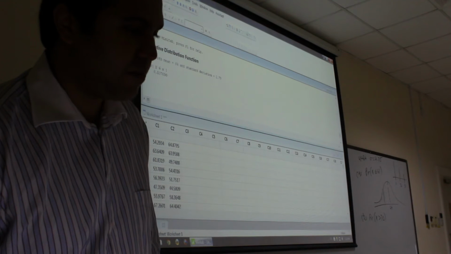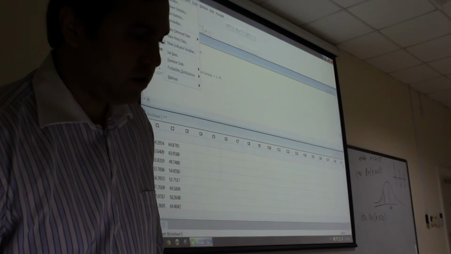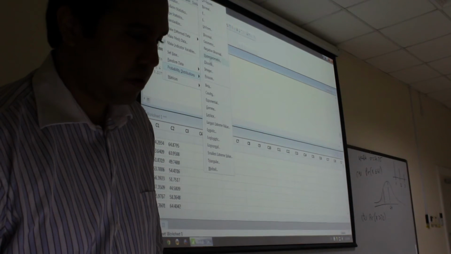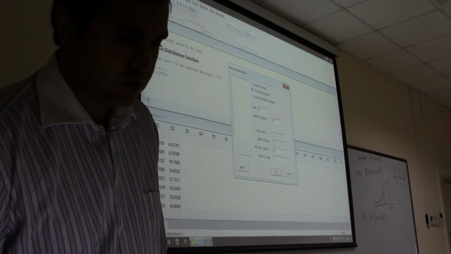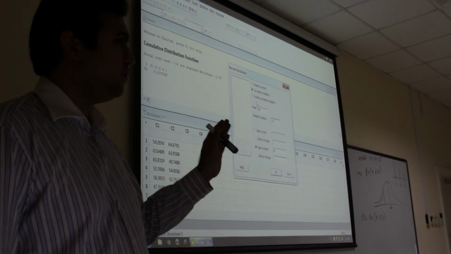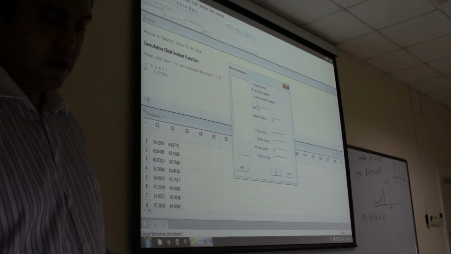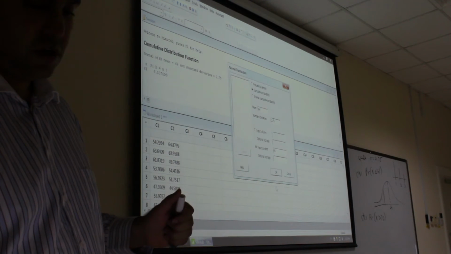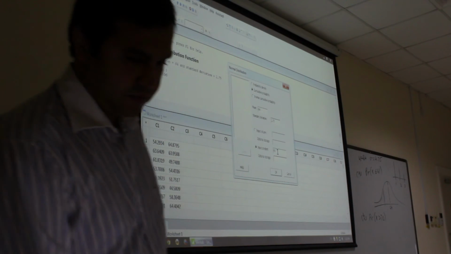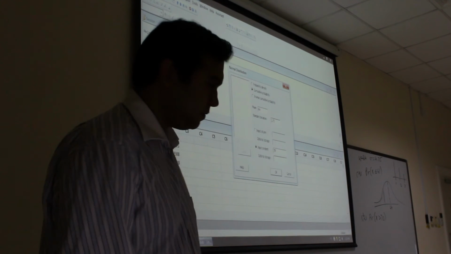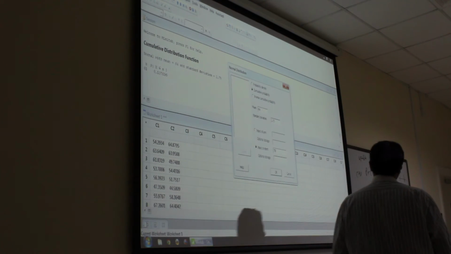And we do the same exact procedure. Go to Calc, Probability Distribution, Normal. You keep the same settings for the cumulative probability, you keep the same distribution, and you just change the input constant to 70. And now you'll get this value.